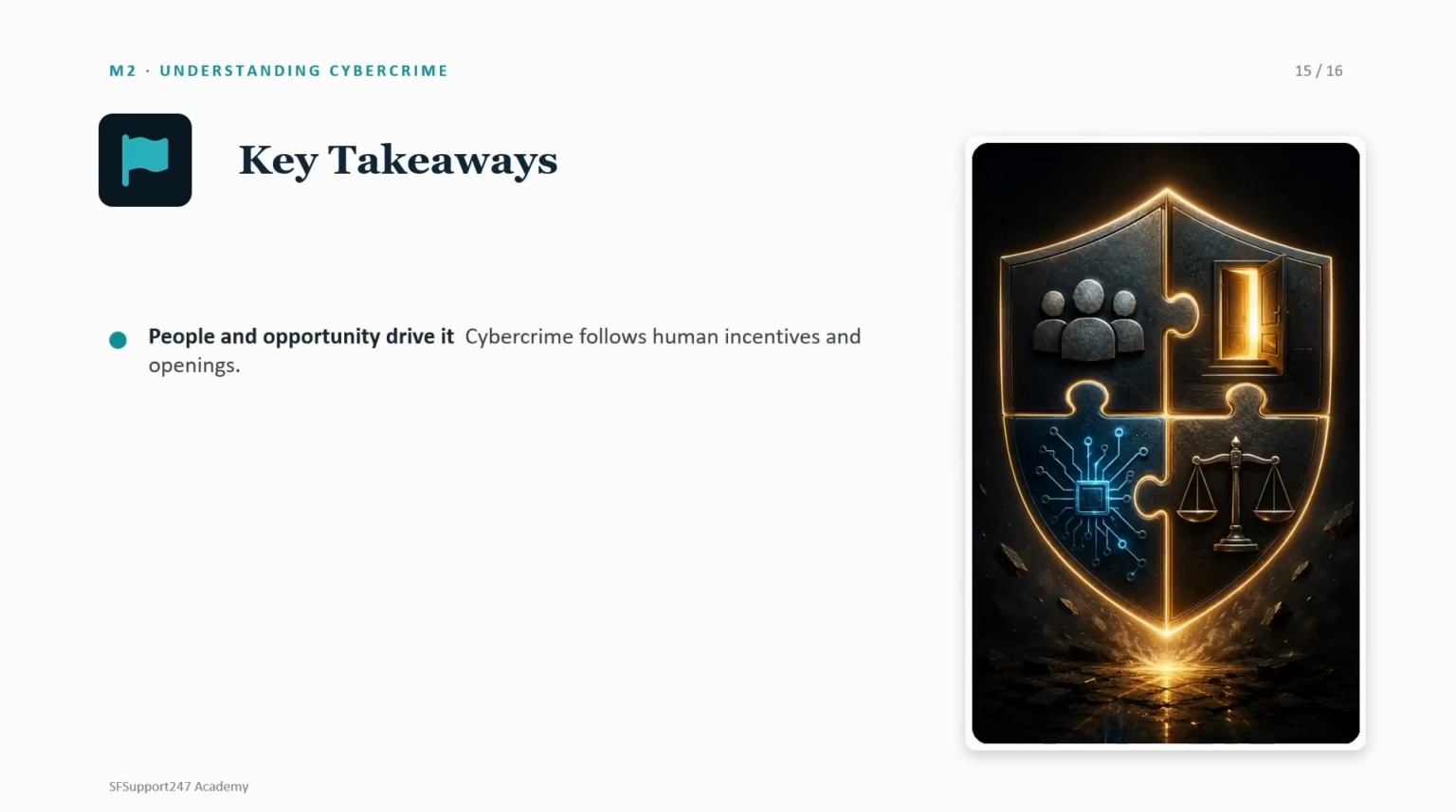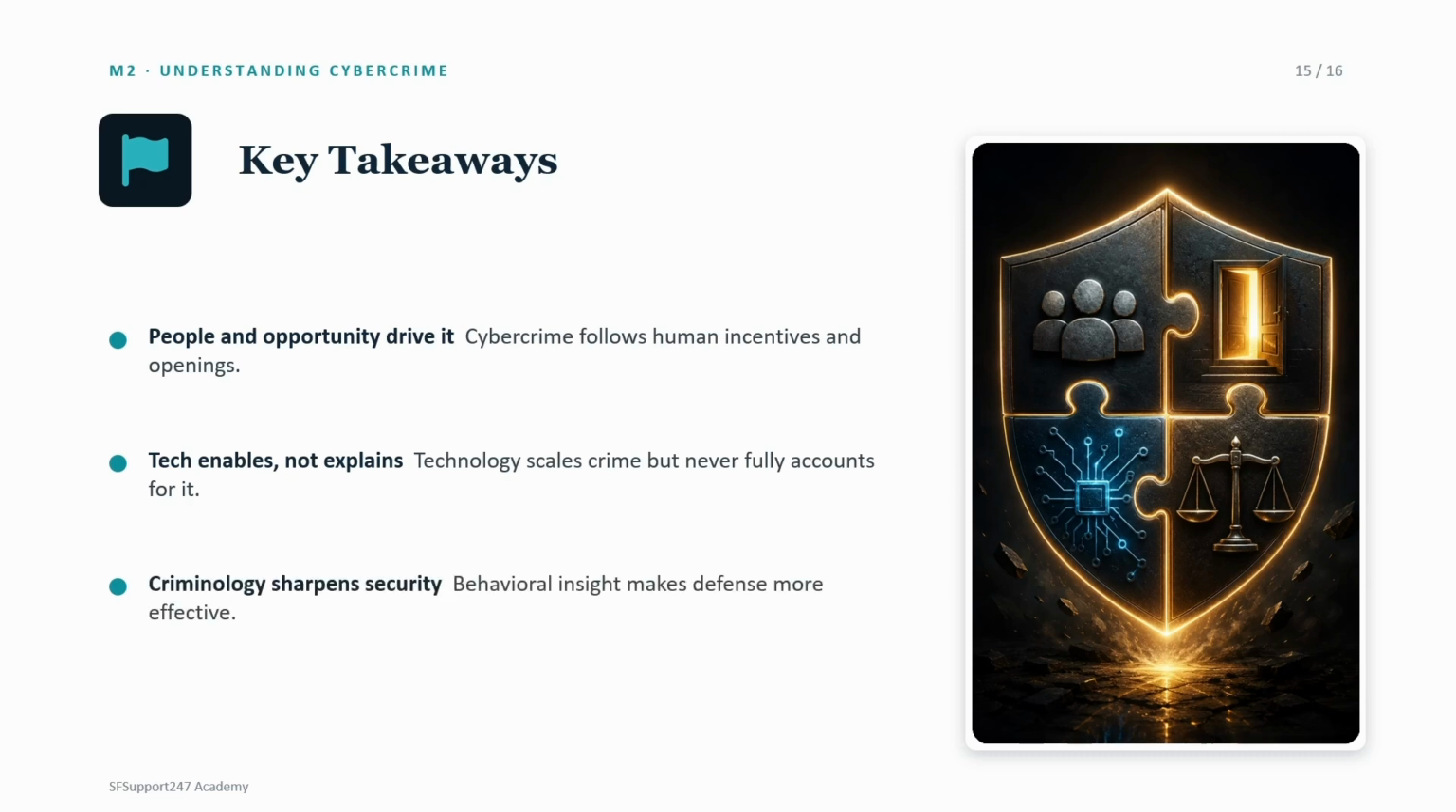What are the key takeaways? Cybercrime follows human incentives and openings. Technology scales crime but never fully accounts for it. Technology is an amplifier. Behavioral insight makes defense more effective. If we understand the behavior of these criminals using these criminological methods, that is going to be really helpful to not only reduce, avoid, or eliminate this kind of cyber attack.